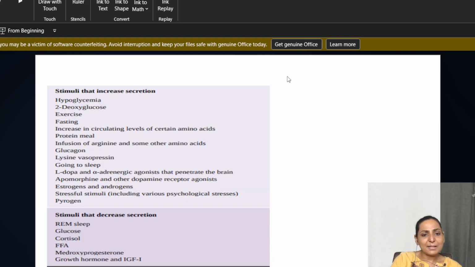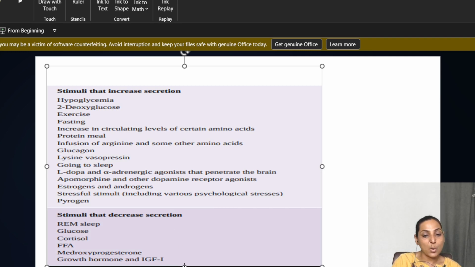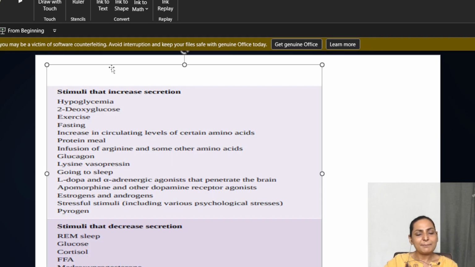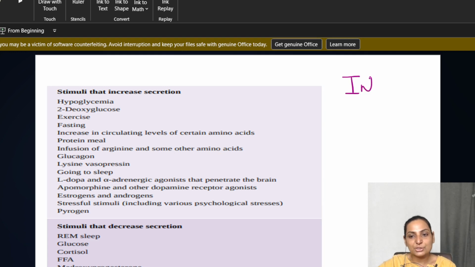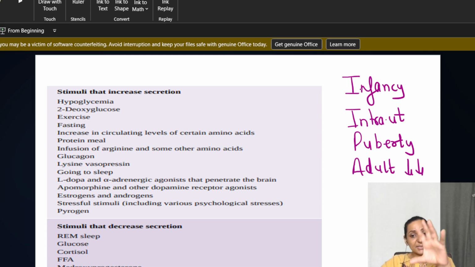Now there are n number of factors which can increase the growth hormone secretion. I have given you in the form of a table, but what is expected from you? Remember, growth hormone will be released in the body at the time of growth spurts. Whether this growth spurt is during infancy, whether the growth spurt is intrauterine, or whether it is puberty. After adulthood, the level of the growth hormone starts declining. So these are the conditions where the growth is needed. Apart from that, the important physiological factors where you need growth hormone.